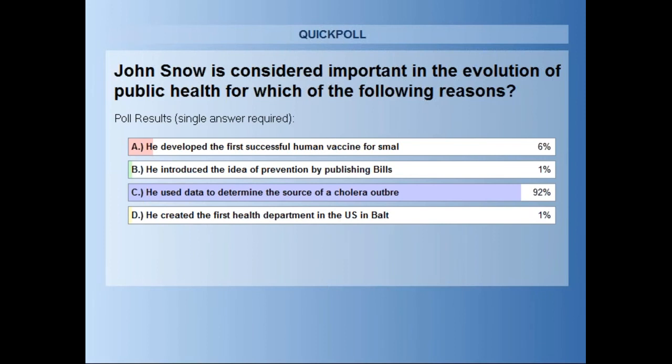This is a good example of a question where the options are all real things. There was someone who developed a successful human vaccine for smallpox. There was someone who published bills of mortality. We already talked about that, John Grant. And the first health department in the United States was, in fact, in Maryland, in the port city. So those are all real things.